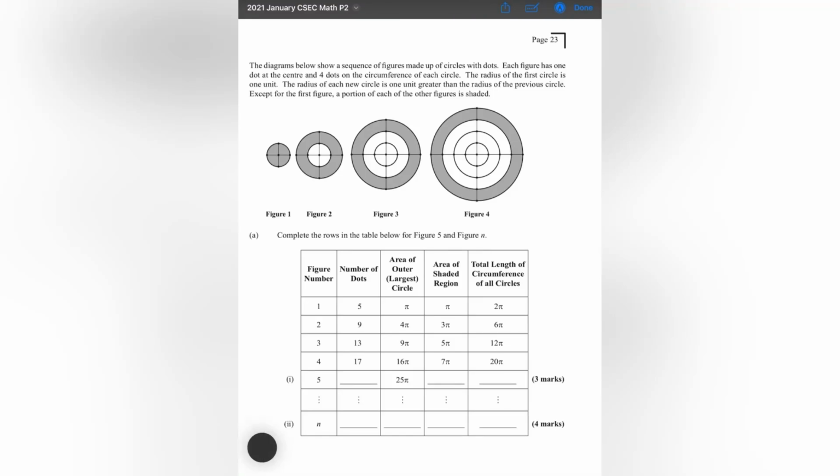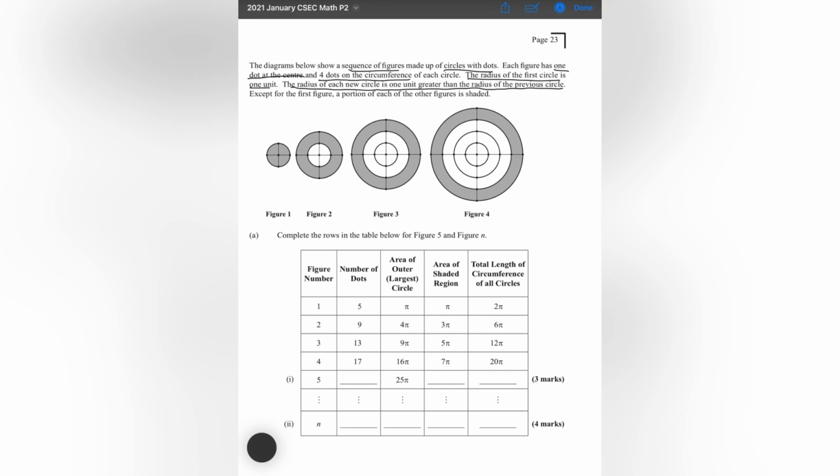Let's look at the investigation question from January 2021. It says the diagram below shows a sequence of figures made up of circles with dots. Each figure has one dot at the center and four dots on the circumference of each circle. The radius of the first circle is 1 unit. The radius of each new circle is 1 unit greater than the radius of the previous circle.